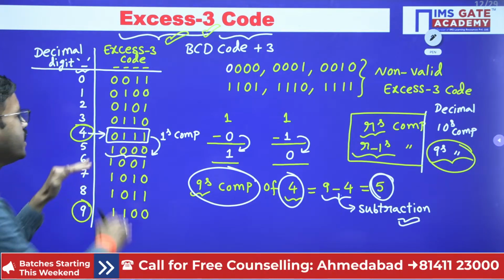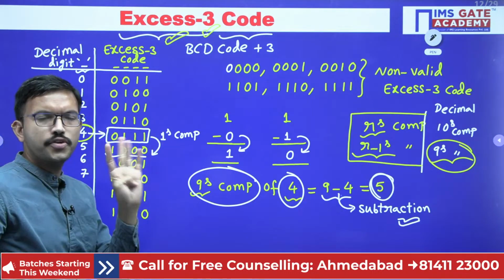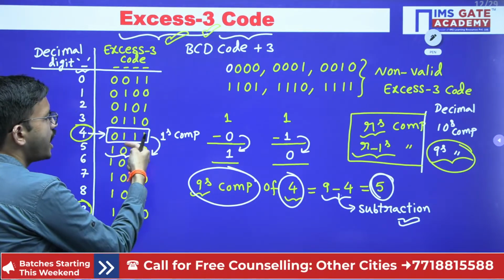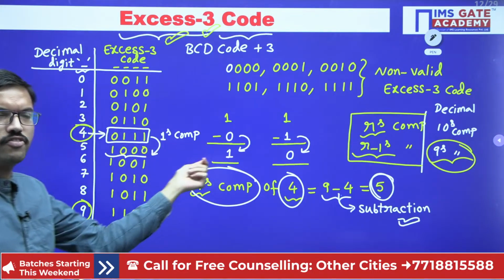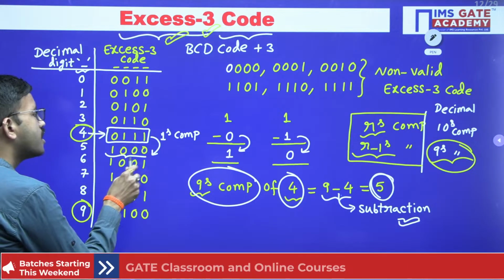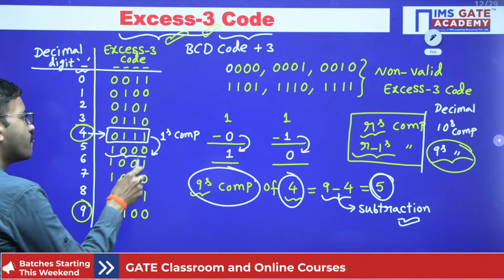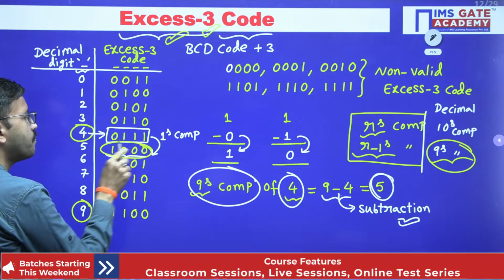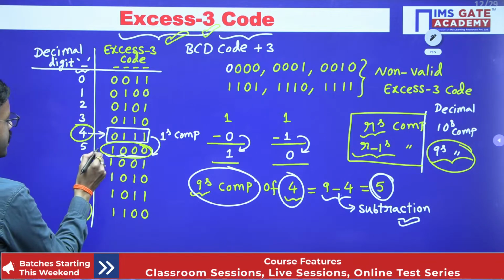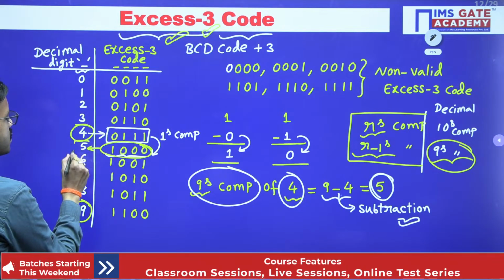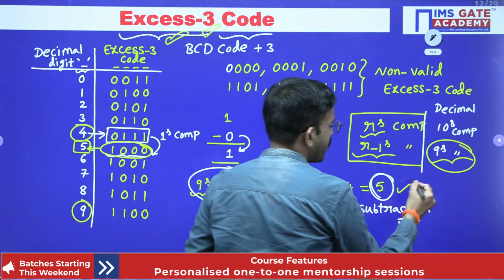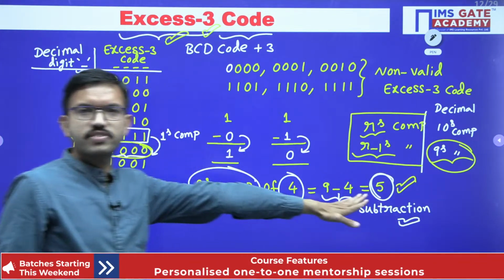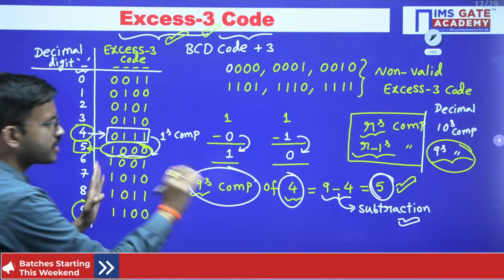So here for 4, the corresponding XS3 code is 0111. Here I am using simply 4 NOT gates. With the help of NOT gates, we can complement each and every bit. Now just observe. Whatever code you are getting here, the corresponding decimal digit is nothing but 5. So the final answer we are getting is 5.